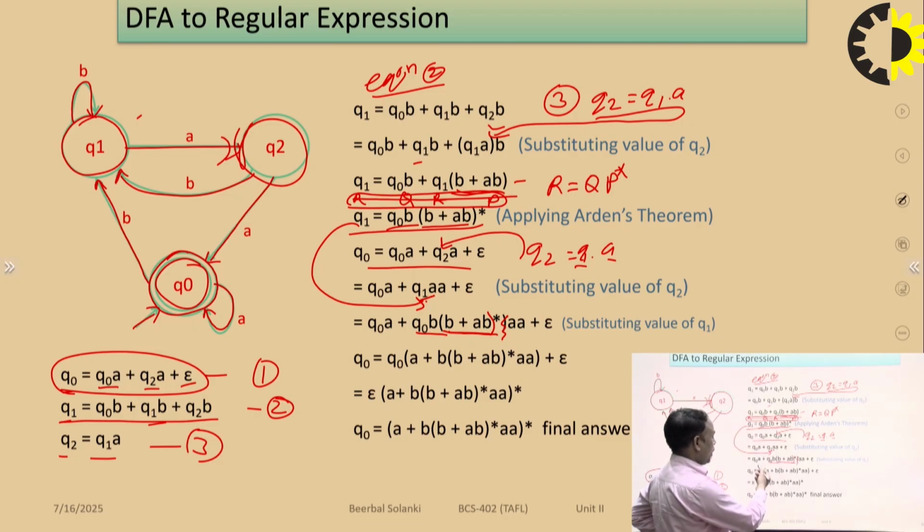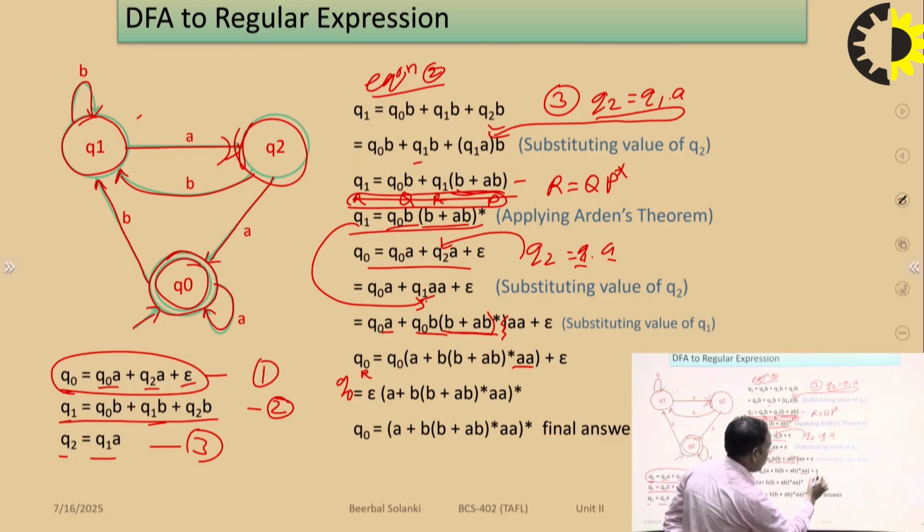Now take Q naught common. So here the remaining part is A plus B AB closure, concatenated with A, plus epsilon. Suppose again this is Q naught, this is R, this is Q, this is R, and this all is P.